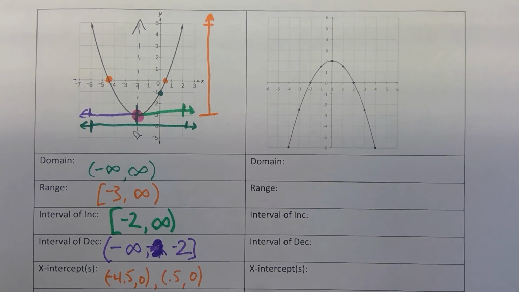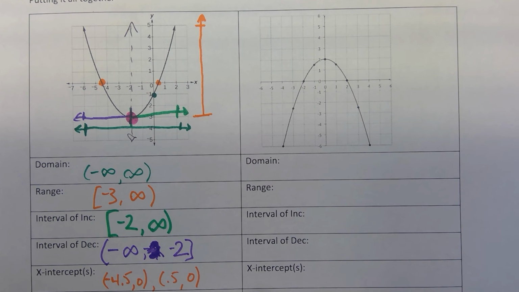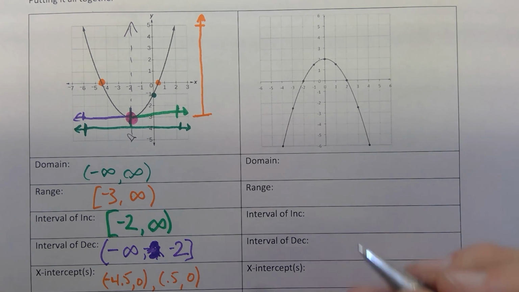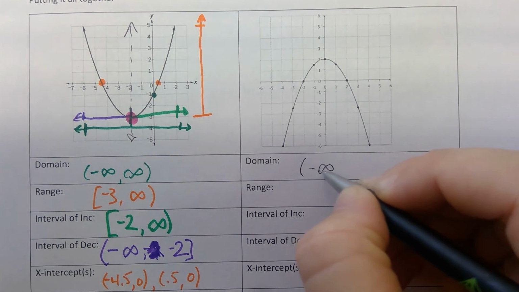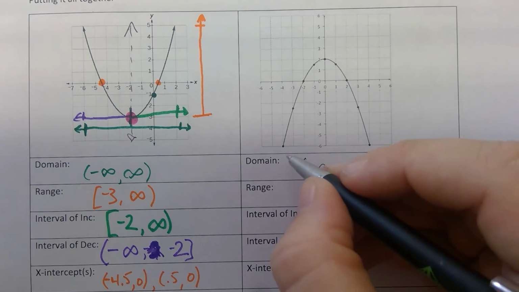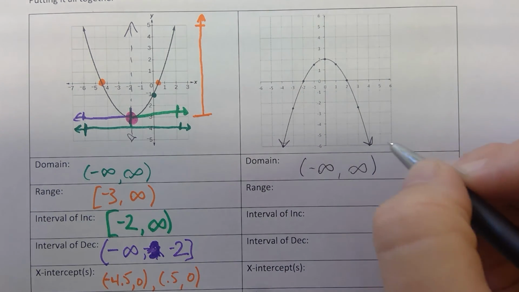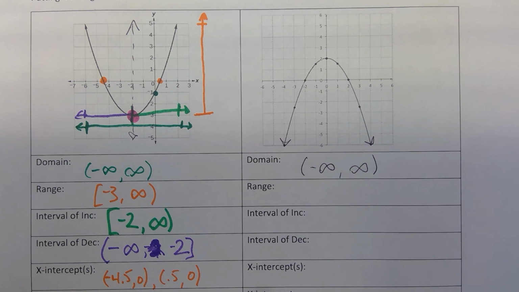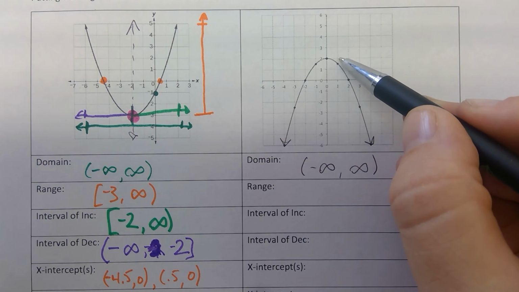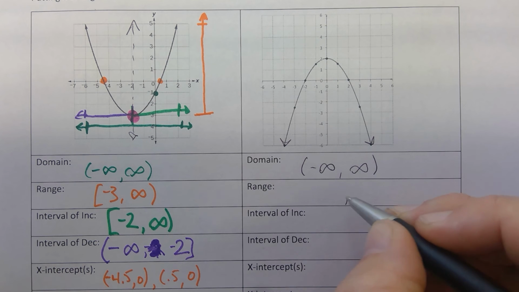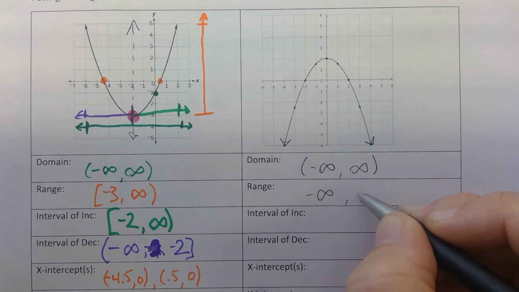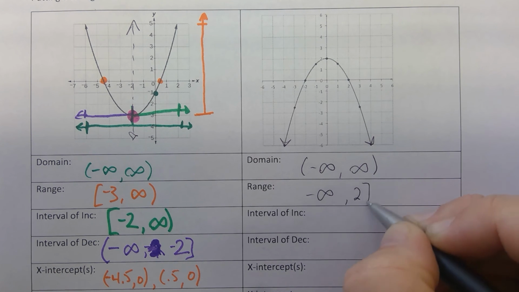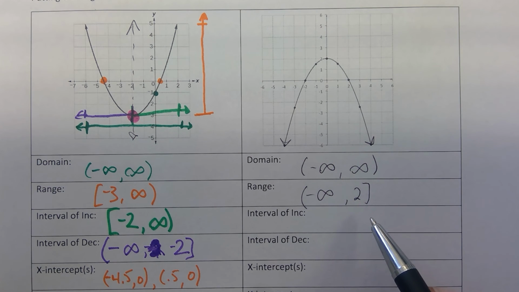We're going to go through these kind of quickly, because I know this video is getting a bit long, and I don't want to go too long. Let's look at domain. Our domain here is going to be negative infinity, infinity. I'll make sure that there are some arrows on our parabola. Our range, our highest point is 2, but since that's our highest point, we start from low, which is negative infinity, and we go all the way up to 2 for our range.